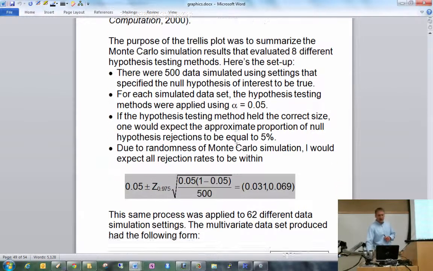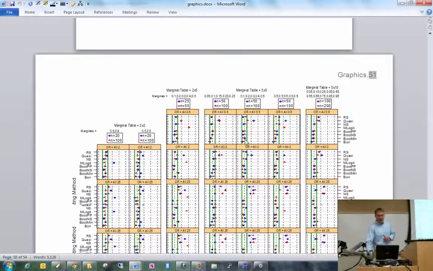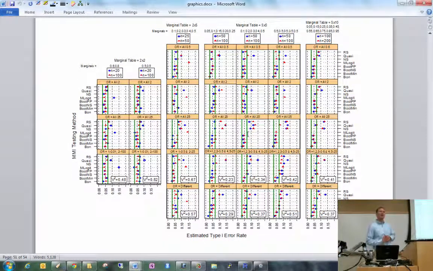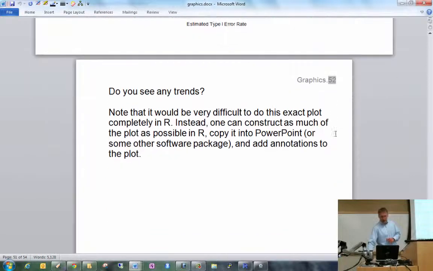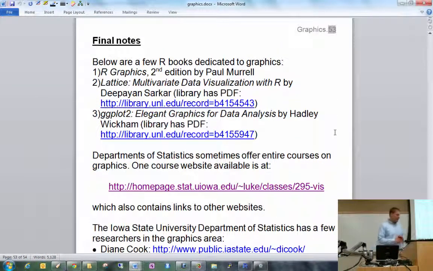In an effort for us to save time here, I'm not going to go over it in class. I would like you to read it. But this is what the trellis plot looks like right there. It really helped us in terms of writing the paper and then getting it published, helped us form conclusions about which of these statistical methods were working correctly and which were not. If you have questions about this trellis plot, please feel free to ask in our next class. So that takes us then to page 53, where we have some final notes for the graphics section.